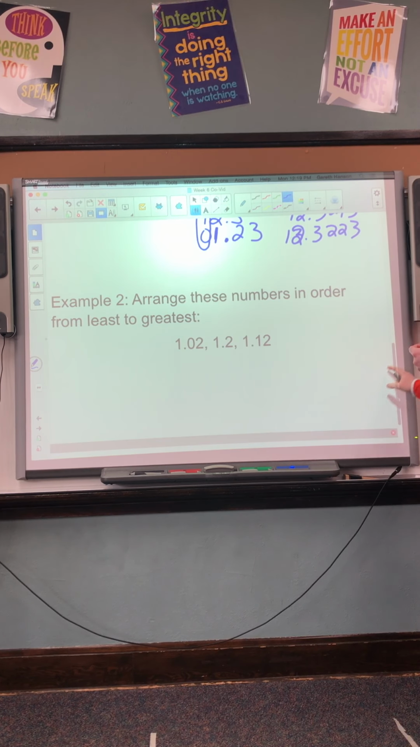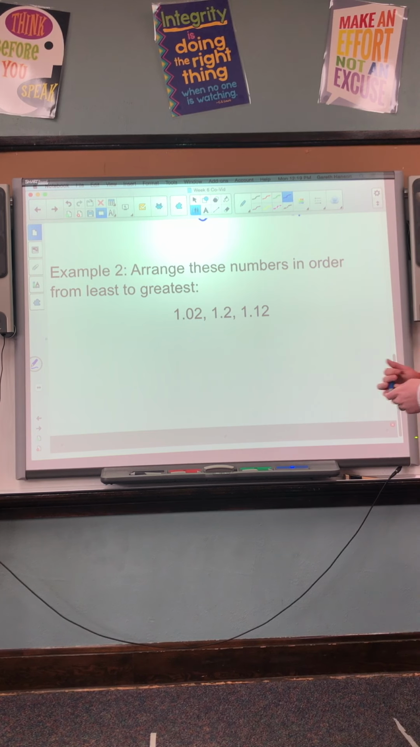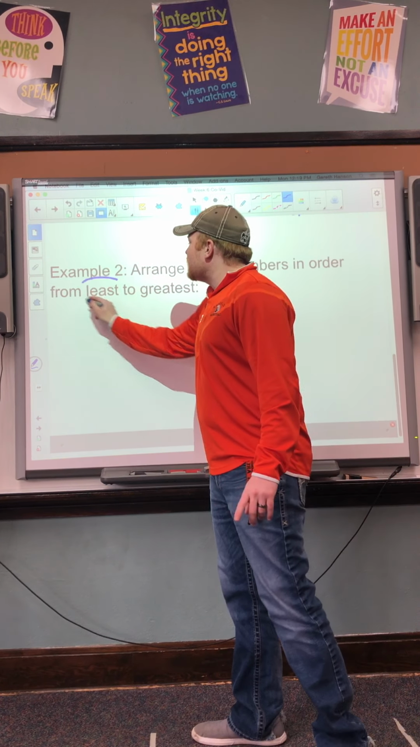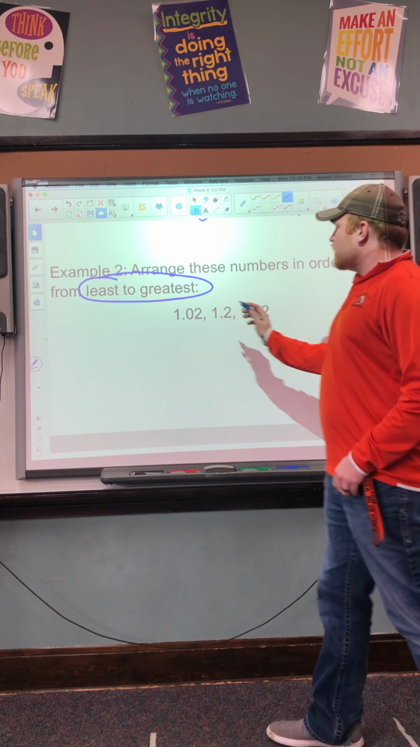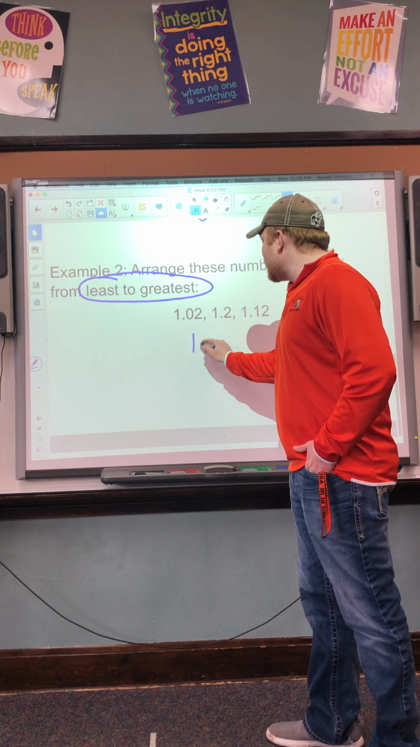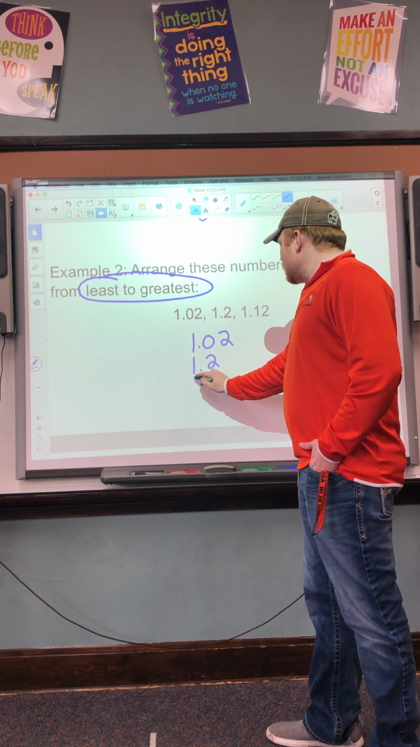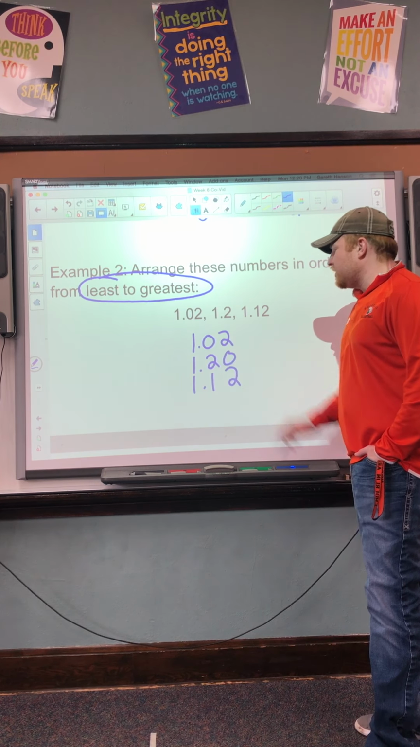All right, last example. Like I said, this lesson's pretty short. Example 2: arrange these numbers in order from least to greatest. Make sure you read if it wants least to greatest or greatest to least. Don't let the textbook trick you. Just like we did, line up the decimals or line up each place value. And if you have a blank spot, I would just put a 0 there.